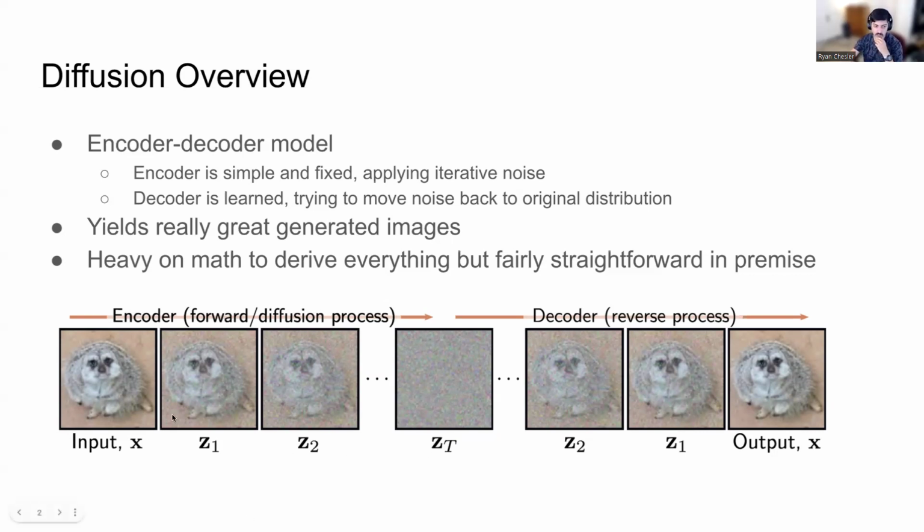In the bottom, we can see the encoder process. You start with some image, and then you apply some noise, apply some noise, apply some noise, and you go T steps. At that point, it's just white noise. You don't have any of the initial image anymore. On the flip side, you have the decoder that's saying take little tiny steps, undo the noise, undo the noise, undo the noise, until you get back to hopefully roughly the same initial image, or an image that matches the distribution at least.